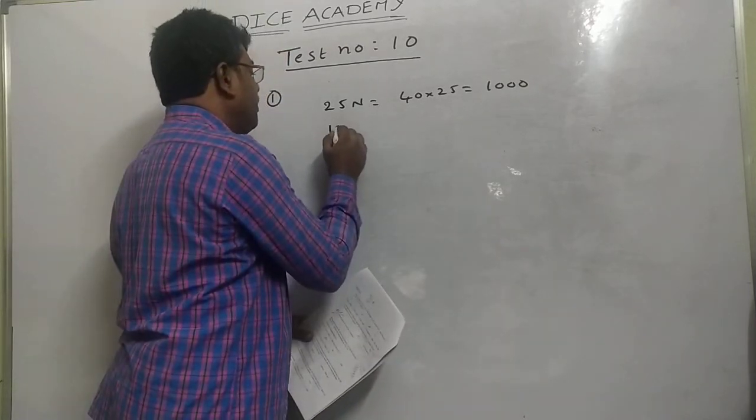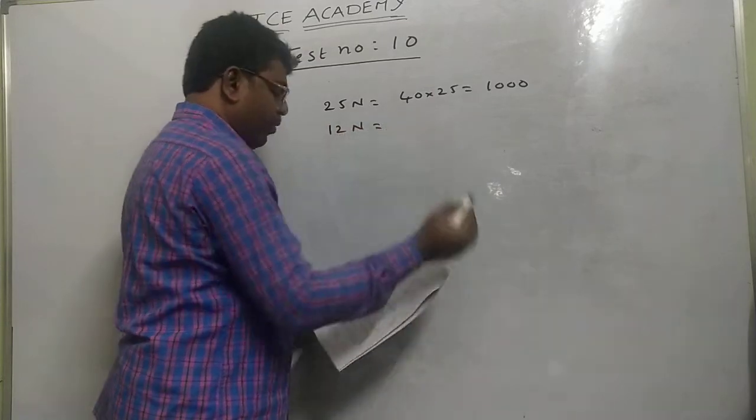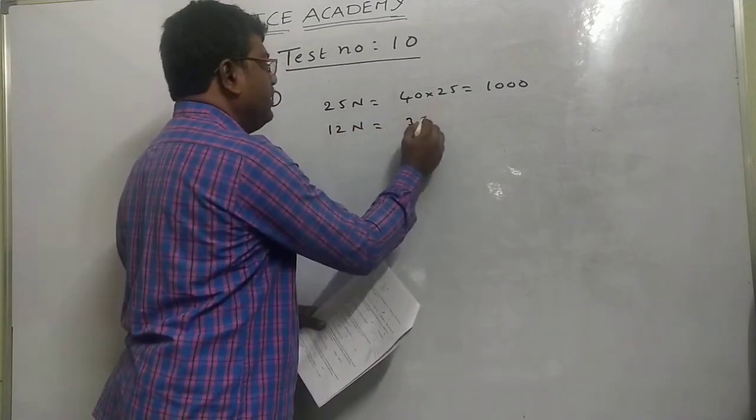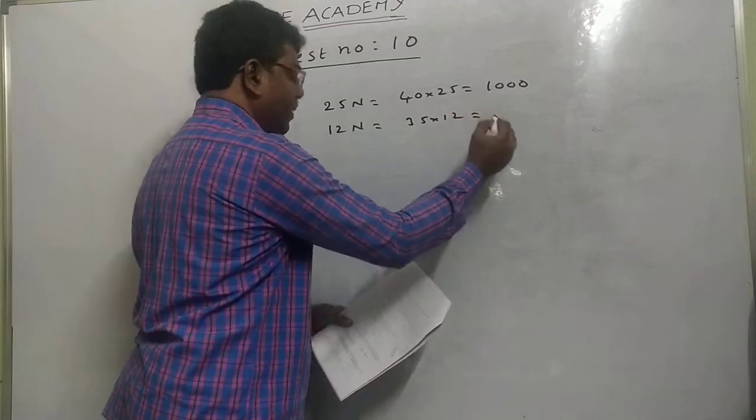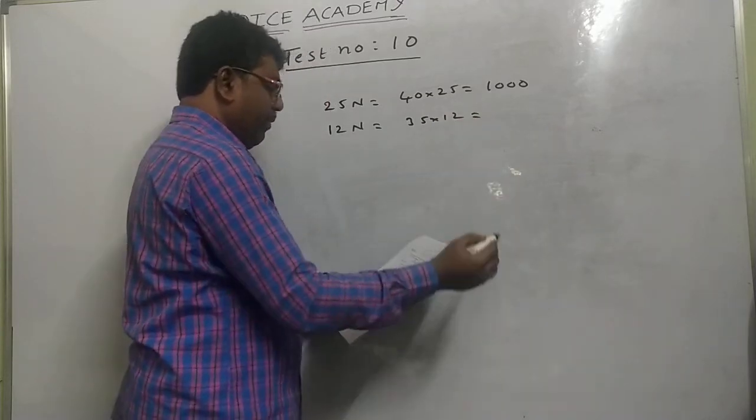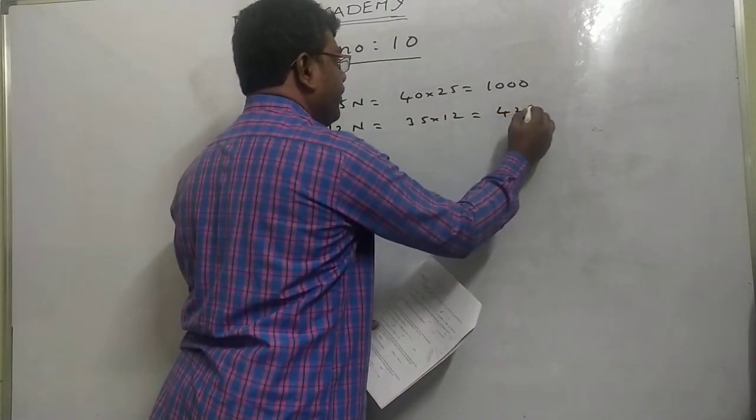Next, the average of first 12 numbers is given as 35. We have to write down the sum of 12 numbers. Sum of 12 numbers is equal to, the average is given as 35, so 35 into 12. The value is 420.